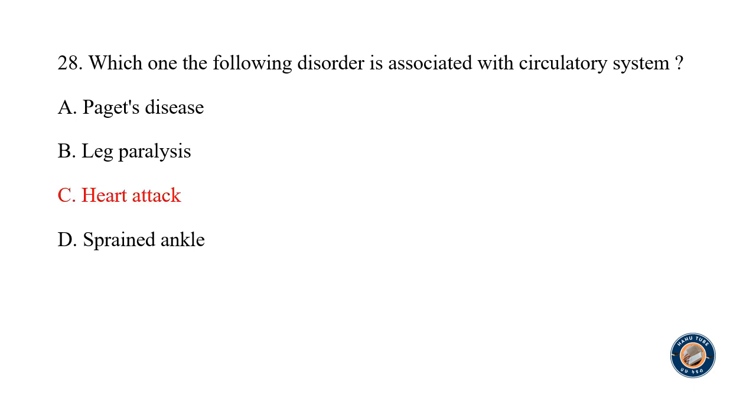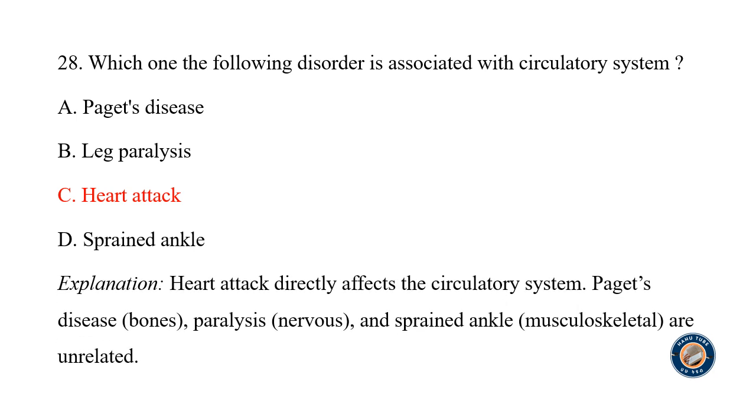The answer will be heart attack. Heart attack directly affects the circulatory system, while Paget's disease (bones), paralysis (nervous), and sprained ankle (musculoskeletal) are unrelated. So the answer will be heart attack.